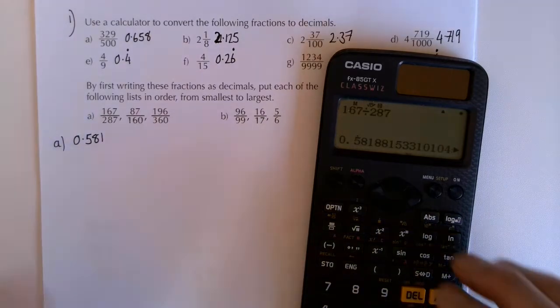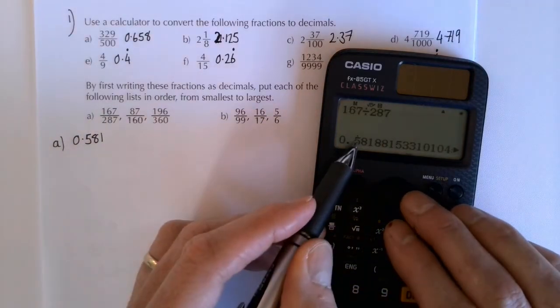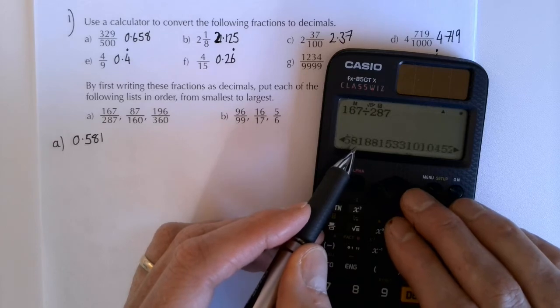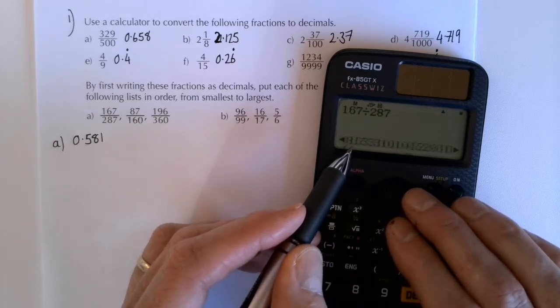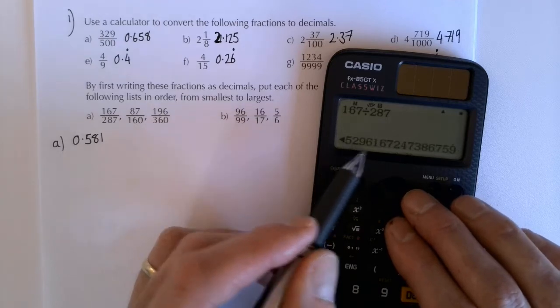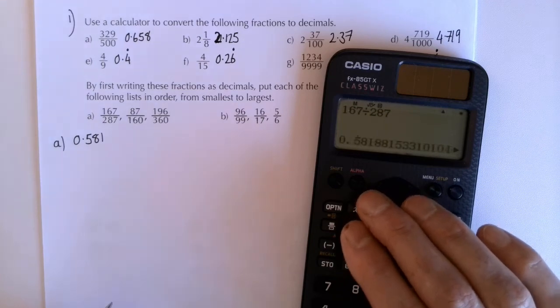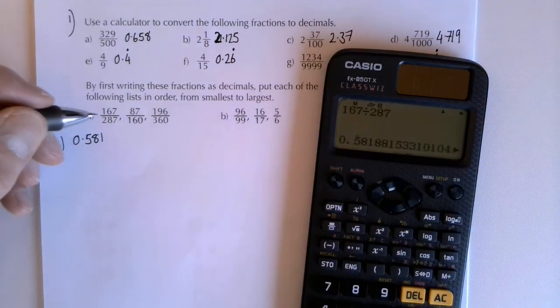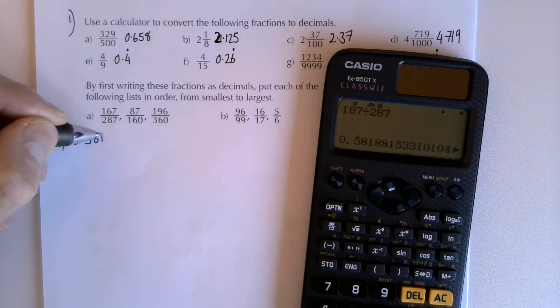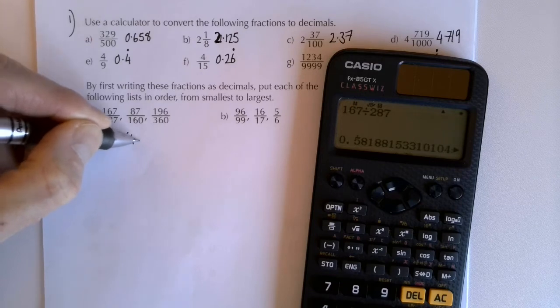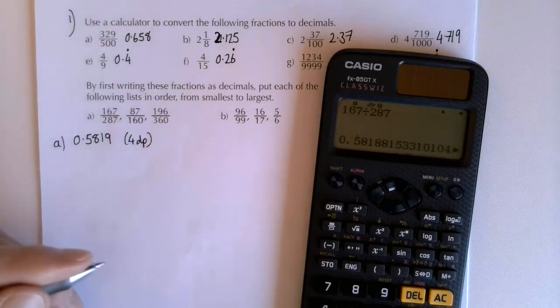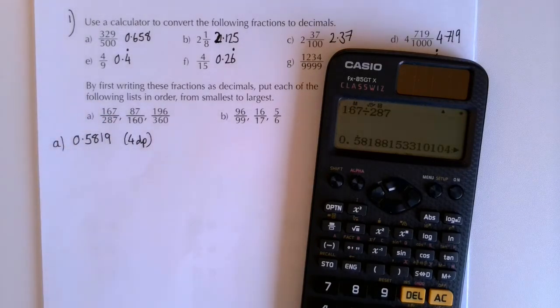0.581. Now this is a weird one. Look, it starts repeating there. Wow. And finishes repeating there. Now, I'm not going to write all that down. So I'm going to write down 4 digits, and I'm going to round it to 4 decimal places. I might need to be more accurate, we shall see, but that's rounded to 4 decimal places.